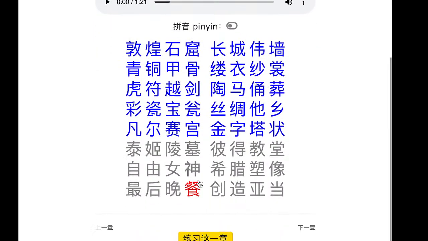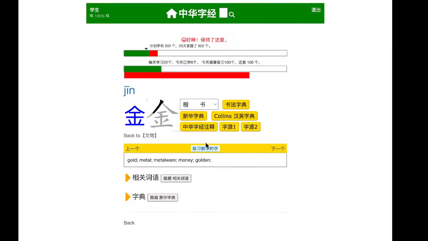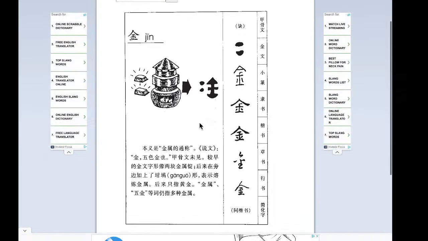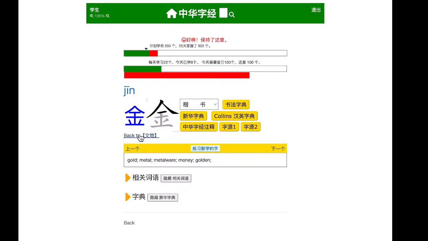So 金字塔状. We're talking about the pyramids in Egypt, in Giza, which are kind of shaped like this character, I guess, because it's got the big pointy on the top. 金字塔.